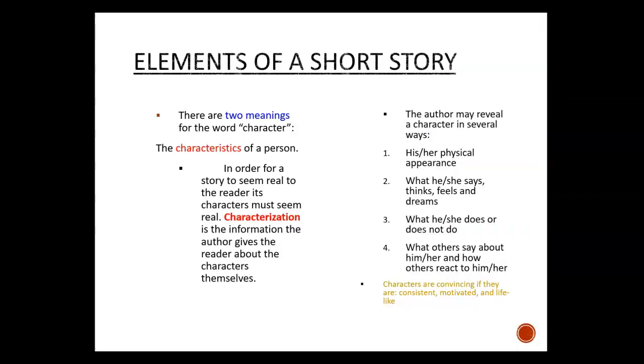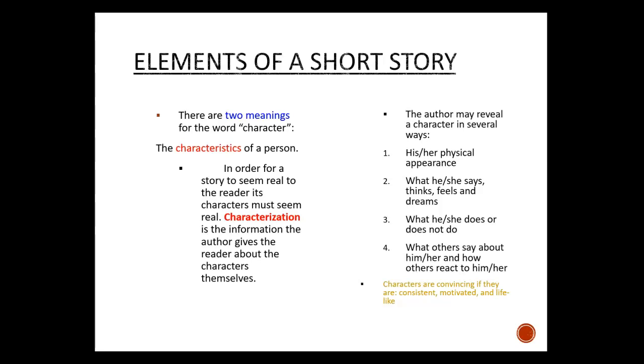Then we have elements of the short story relating to character. Now, character has 2 meanings. First, it can mean the characteristics of a person. In order for a story to seem real to a reader, its characters must seem real themselves. Characterization is the information the author gives us about the characters themselves.